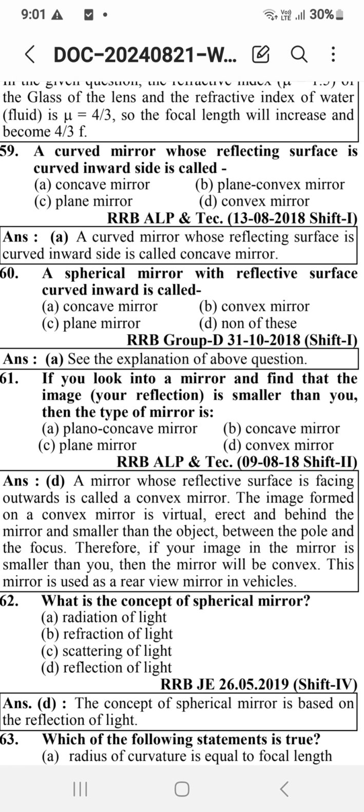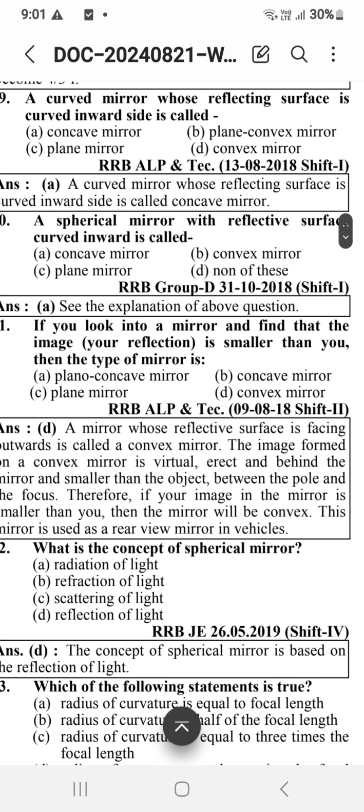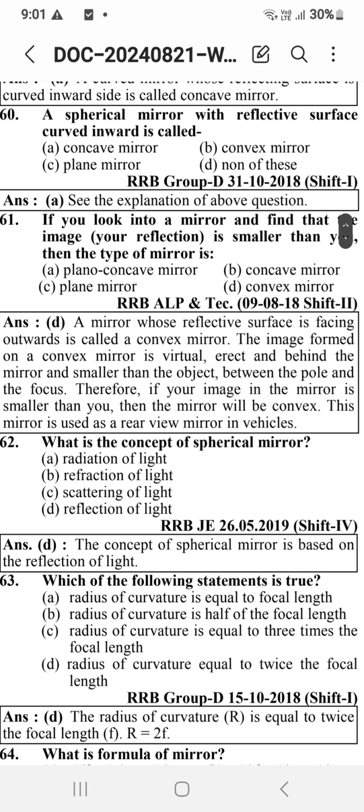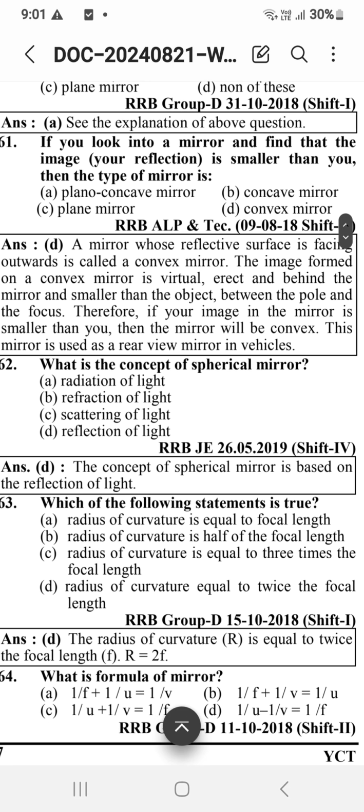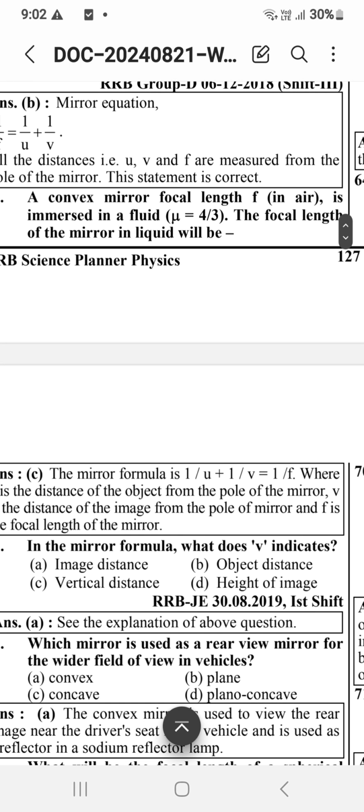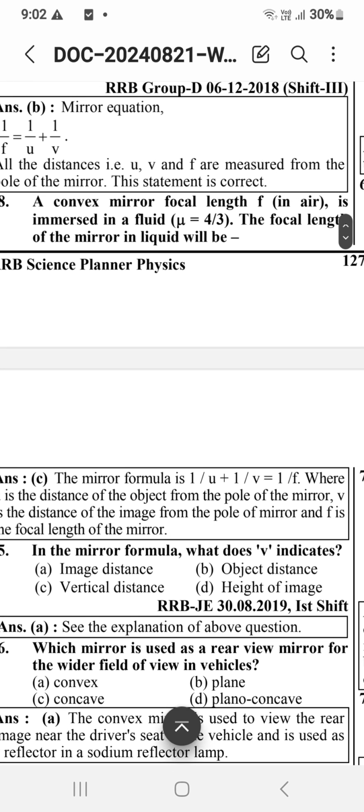What is the concept of the spherical mirror? Reflection of light. Which of the following statements is true? Radius of curvature is equal to twice the focal length. What is the formula of the mirror? 1 upon f equals 1 upon u plus 1 upon v. C option is the right answer. In the mirror formula, what does v indicate? v indicates the image distance.